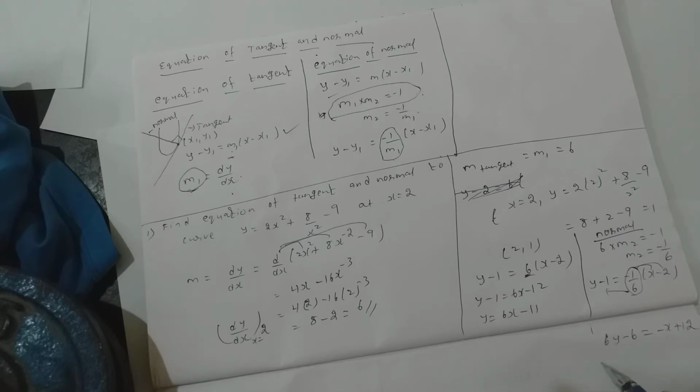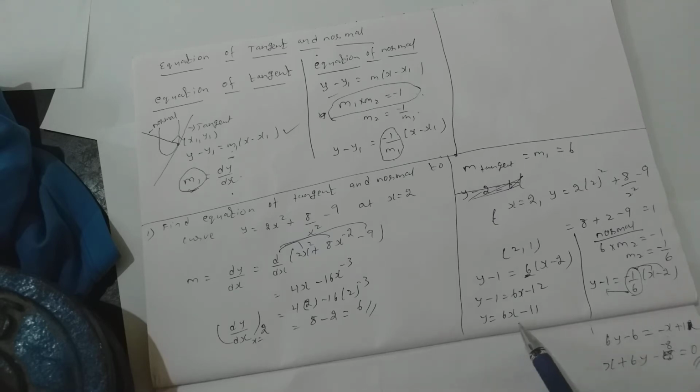So bring x this side. So x plus 6y minus 18 equal to 0. Wait, it's not 12. It's only 2, right? So plus 2 means it becomes minus 8 equal to 0. This is my equation of a normal.